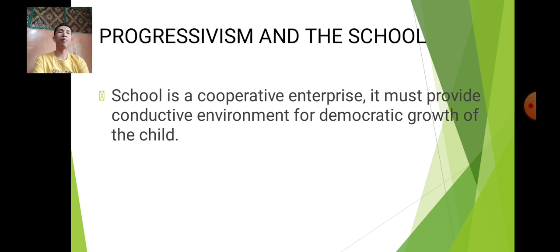Progressivism and the school. School is a cooperative enterprise. It must provide a conducive environment for democratic growth of the child. So still, the school must be conducive to learning in order for the learner to learn.